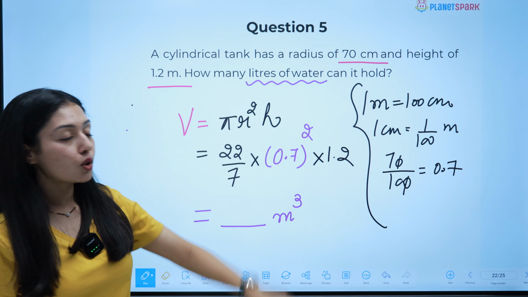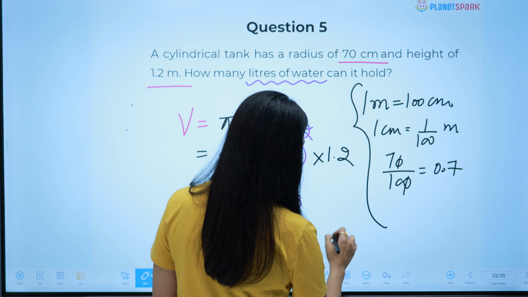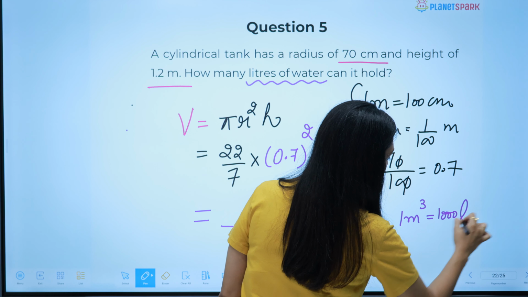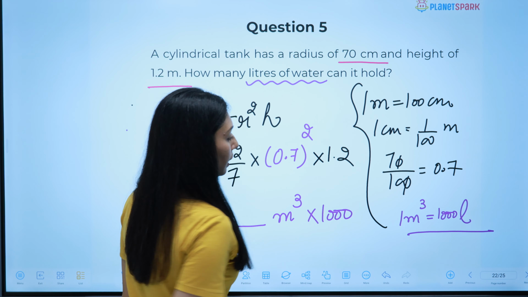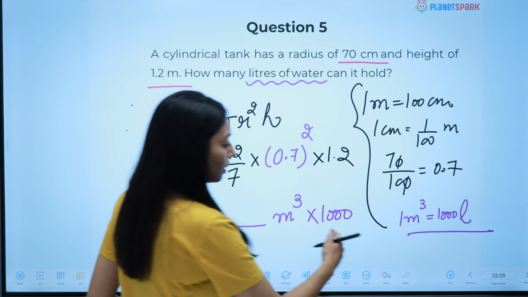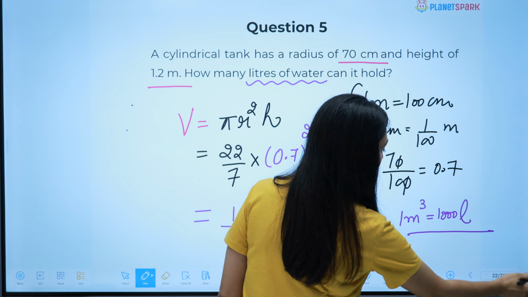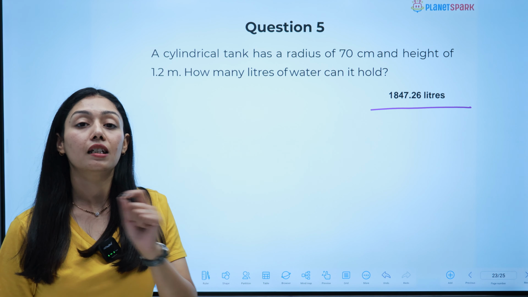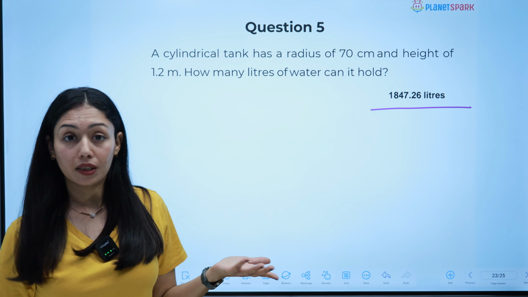Okay, so what do we have to do here? Conversion into liters, right? So for that, what do we do? 1 meter cube is equal to 1000 liter. So ये liters में चाहिए तो क्या करेंगे? Multiply कर देंगे by 1000 and our answer will be in liters, right? So here you'll get approximately 1.8 something, right? Multiplied by 1000 and you'll get the answer as 1847.26 liters. 1847 liters approximately. That will be the capacity.